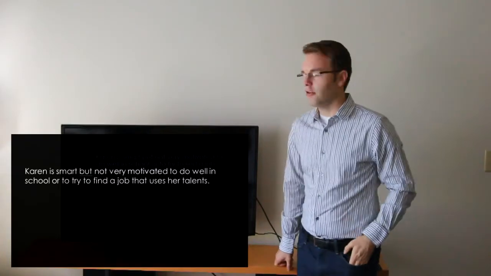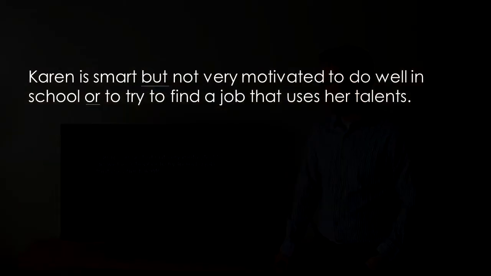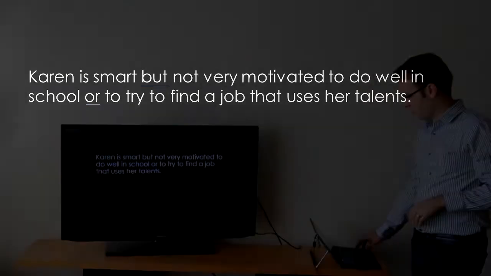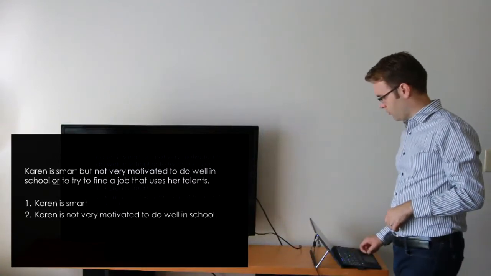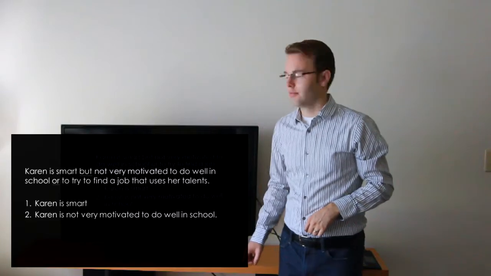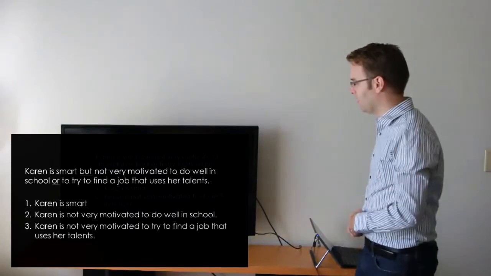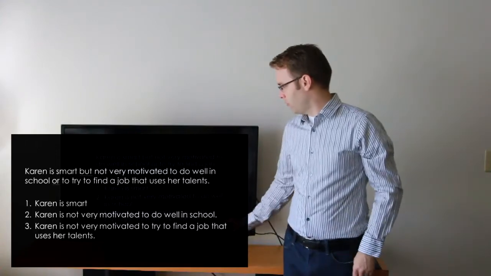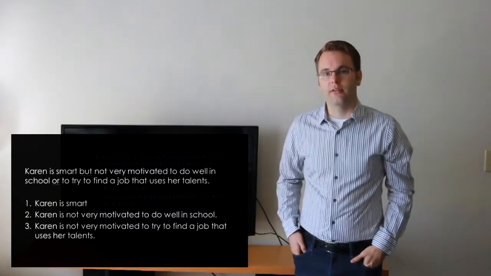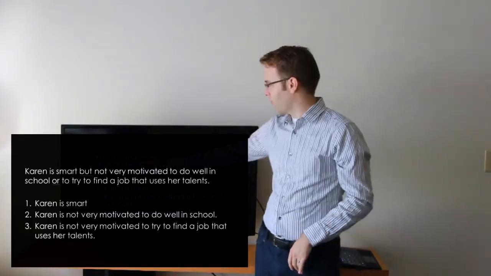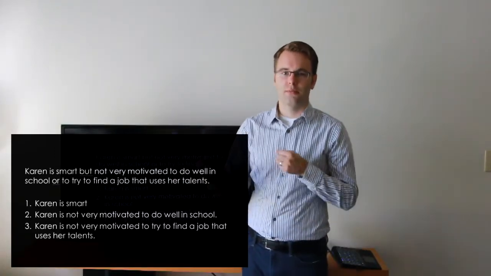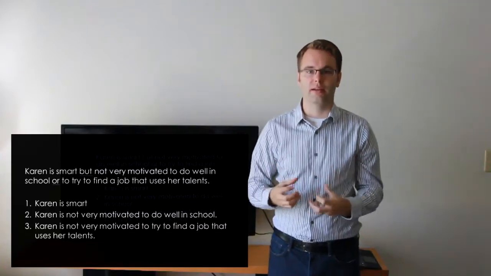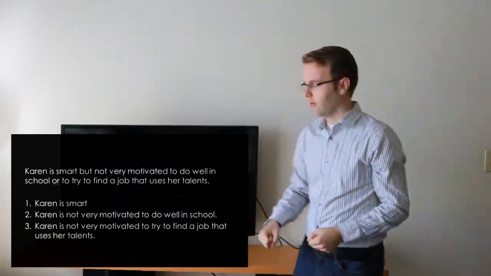Karen is smart but not very motivated to do well in school or to try and find a job that uses her talents. So we're dealing with a very complex proposition here. So this actually breaks down into Karen is smart, but Karen is not very motivated to do well in school. And then you've got this "or," which kind of almost feels like an "and" in this case. And Karen is not very motivated to try and find a job that uses her talents. So we actually have 3 propositions here, and you notice how we have to take the Karen and import it, and we have to take the subject of the sentence and sort of put it into each proposition. So we really have to do some rewriting to get all the individual propositions taken out.